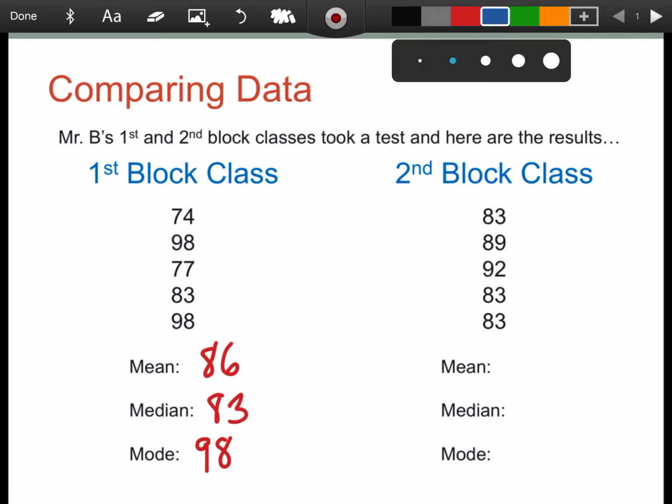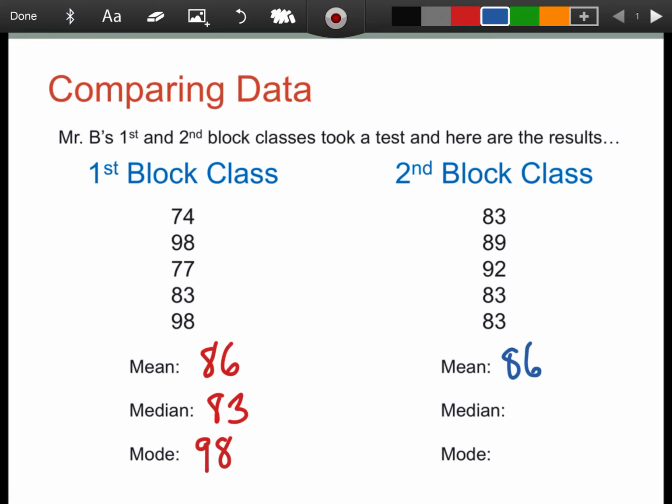All right, let's go over to second block. You can see that if I add them up and divide by 5, I would get 86, just like first block. For the median, put them in order, figure out what the middle number is, I would get 83, just like first block. And the last value here is the mode. It's the one that happens the most, and in this case, it looks like I got 3 83s, which is different than the first block.